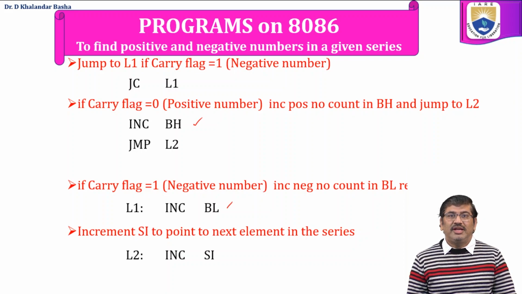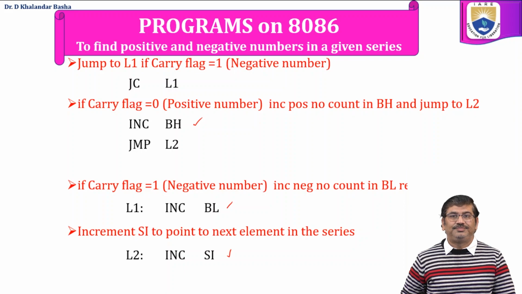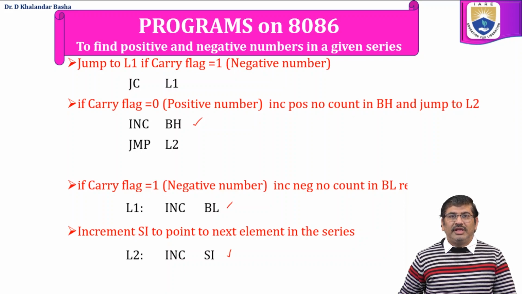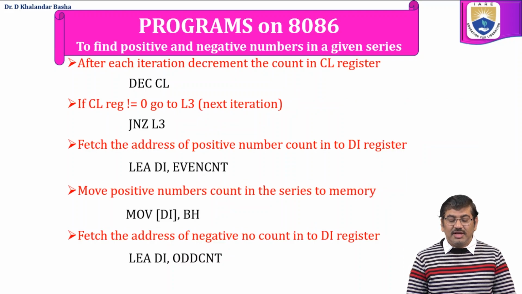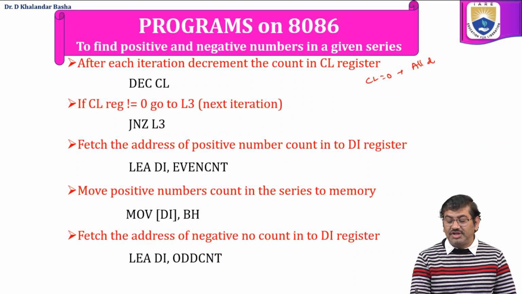Once the corresponding count is incremented, we go to the next data by incrementing SI. As one number is checked, we decrement the count in the CL register. CL register equal to 0 indicates all the data has been checked.